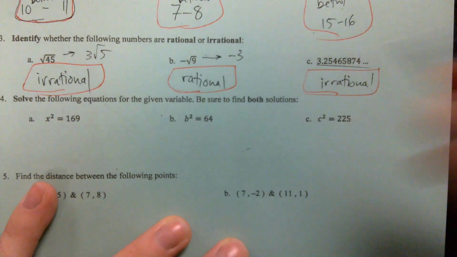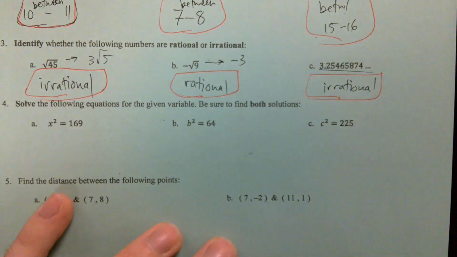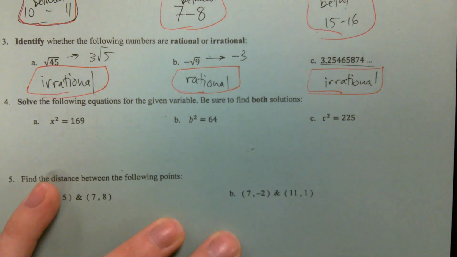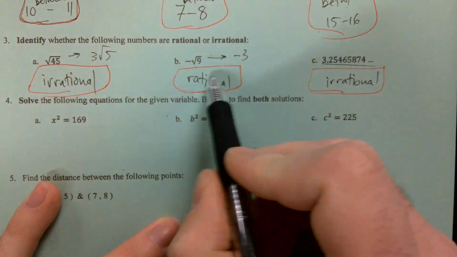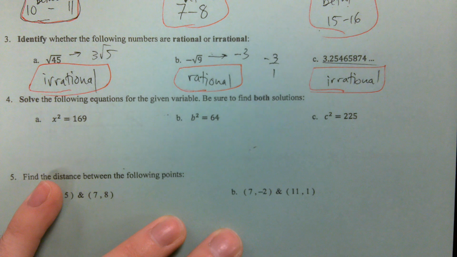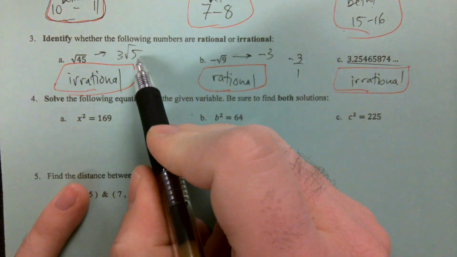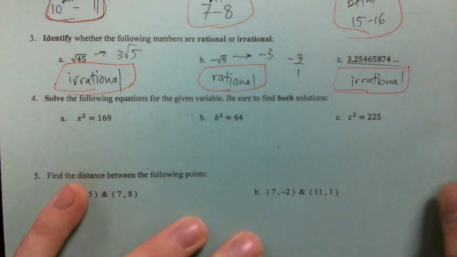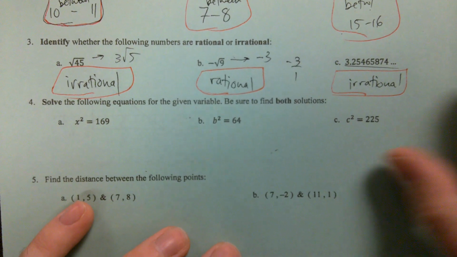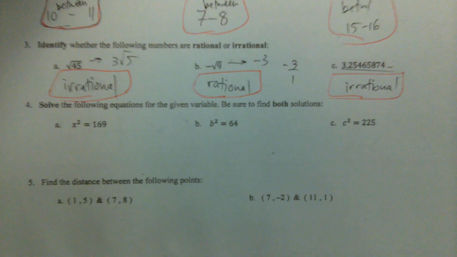Again, if you get stuck on this, just say, can I write this as a fraction? This decimal, I cannot write as a fraction. Negative 3, well, I could write that as negative 3 over 1. There's a fraction. 3 root 5, cannot write that as a fraction. Fraction, rational, fractional. All right? Think about that if you get stuck.